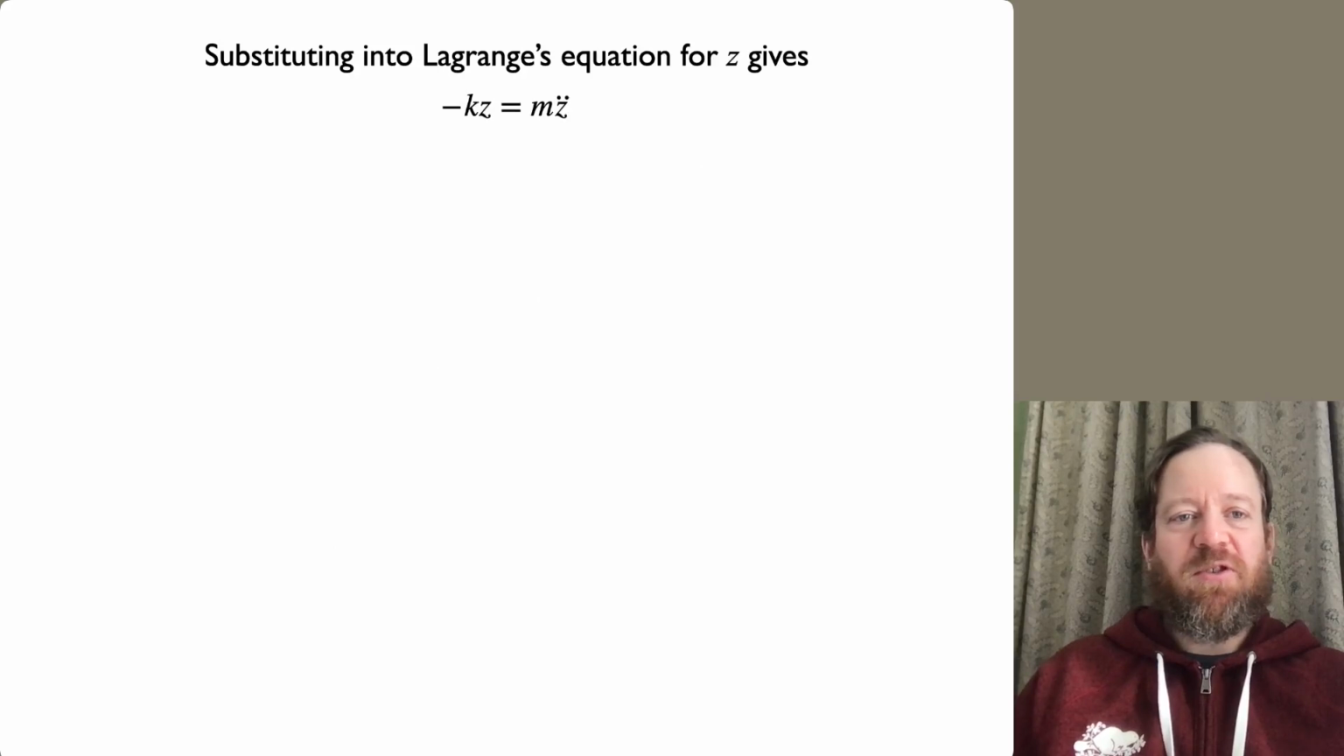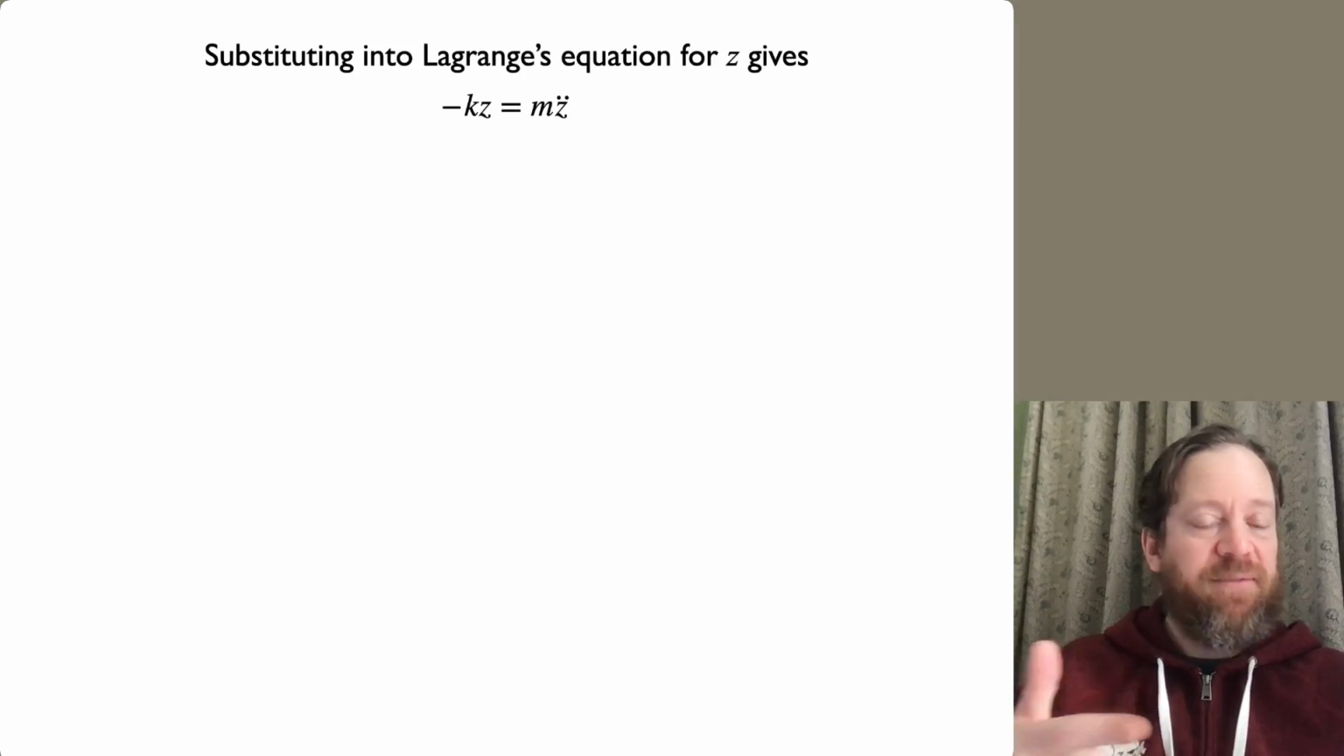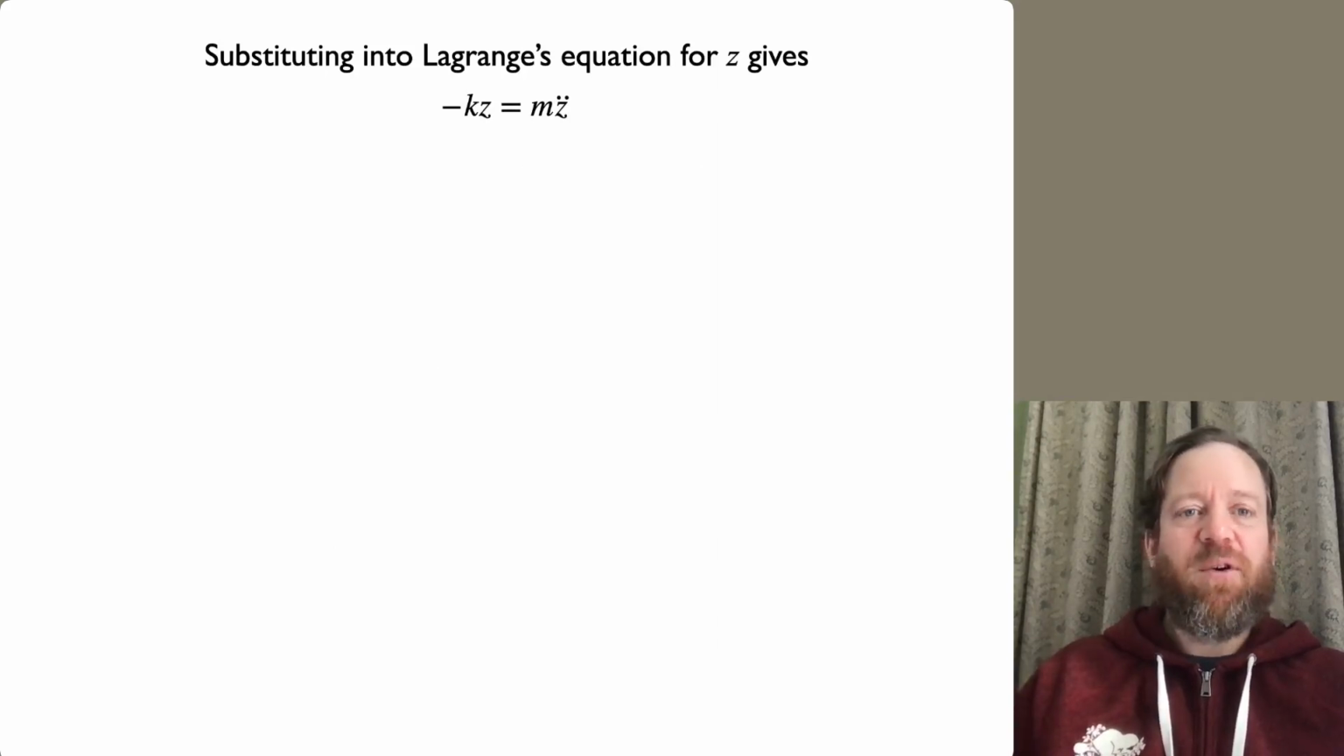So we'll do the substitutions first into the z Lagrange equation. When we do the substitution and take the derivatives, of course you should verify all of these derivatives for yourself. We find we get the equation negative kz being equal to m z double dot. We can rearrange that, and that gives us z double dot being equal to negative k over m times z.